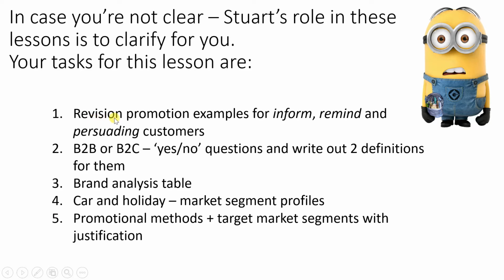Number 1, you'll be looking at finding some examples, so that's finding images on inform, remind and persuading customers. Number 2 is B2B or B2C. I'm not going to reveal what that is yet, and you've just got to delete the Y or the N for the yes, no's, and you've got 2 little definitions to do. Then there's a little bit of digging around for you to do on number 3, which is your brand analysis table. It sounds very posh, but it's about you thinking, choosing some brands and then looking at who they're communicating with. And then we start to get a bit more specific. I give you particular products. Number 4, a car on a holiday, and you've got to look at what segments of the market are going for a car on a holiday, and you can choose. And then number 5, it's pretty much looking at what you can put together.